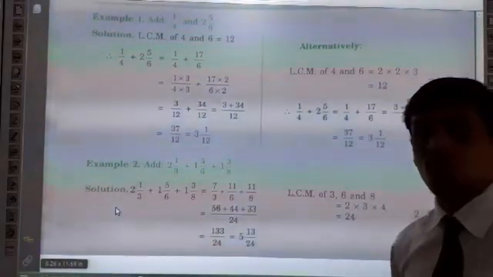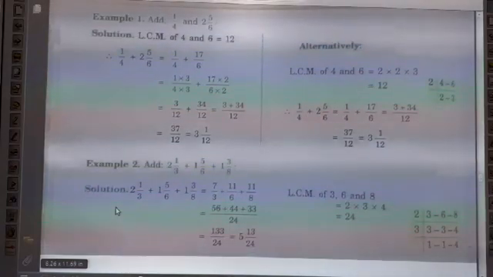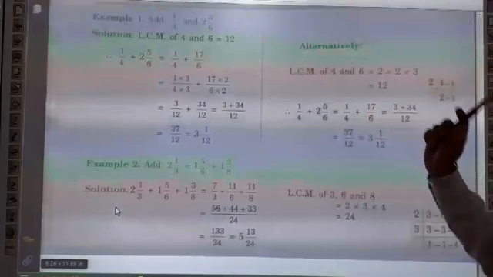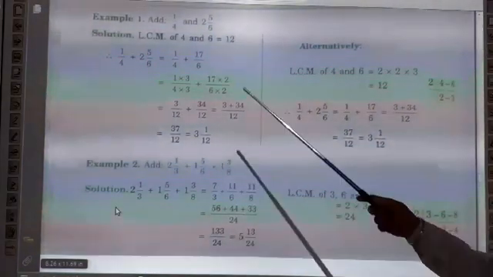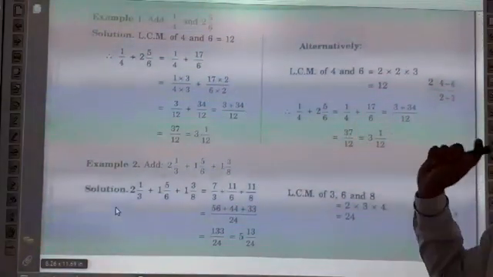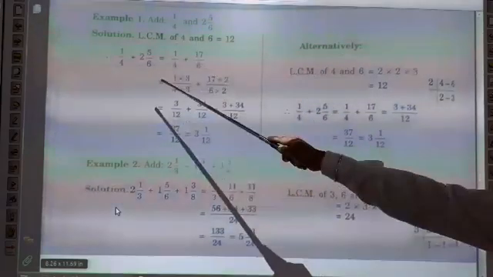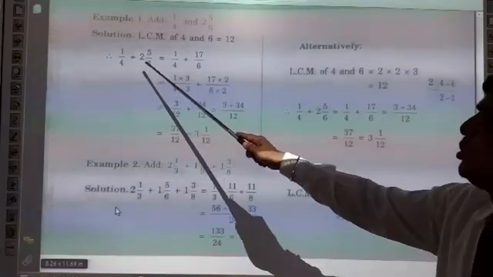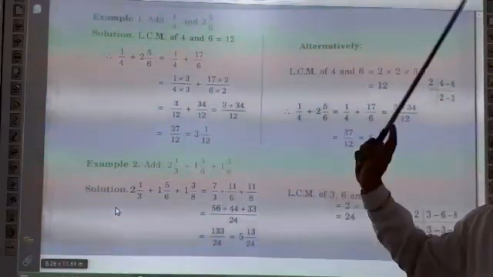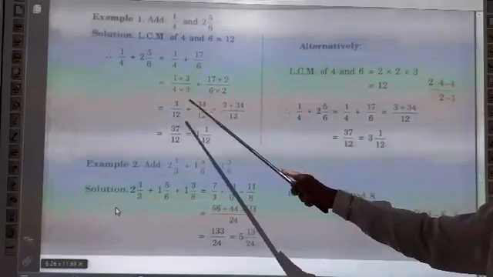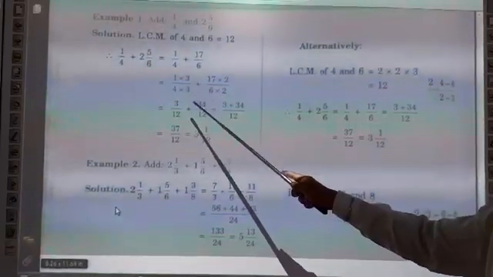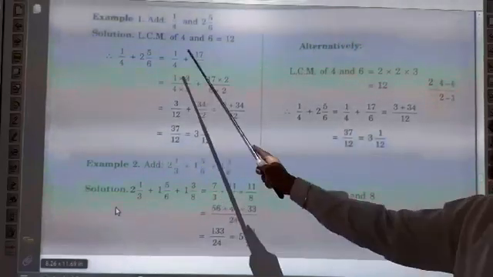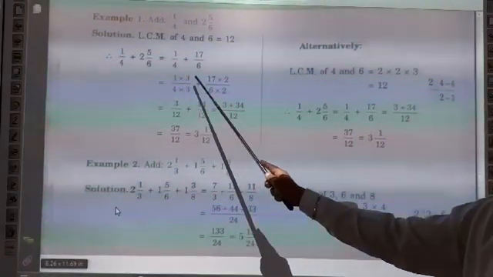Now solve the examples. First is add 1 upon 4 and 2 5 upon 6. Solution: LCM of 4 and 6 is equal to 12. 1 upon 4 plus 2 5 upon 6 is equal to 1 upon 4 plus 17 upon 6. 1 upon 4 multiplied by 3, because LCM is 12. 4 threes are 12, and 1 multiplied by 3 is equal to 3.